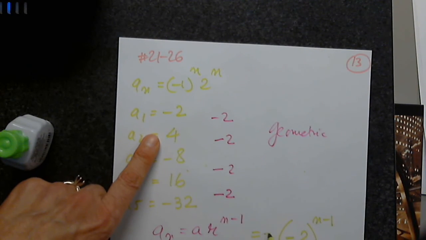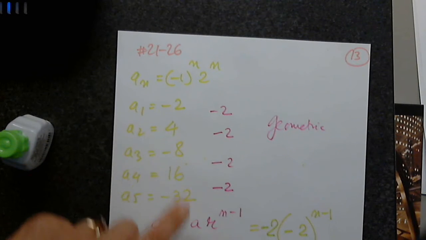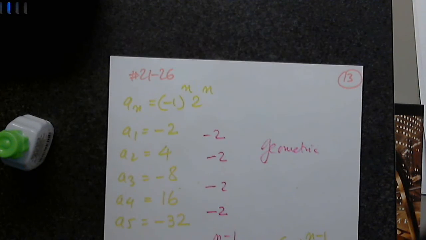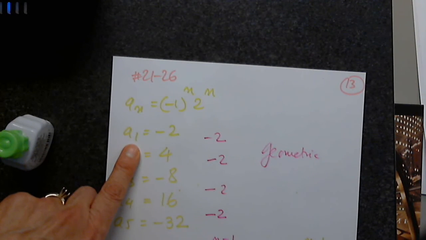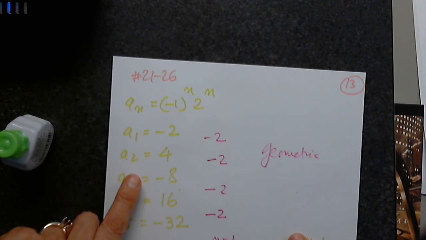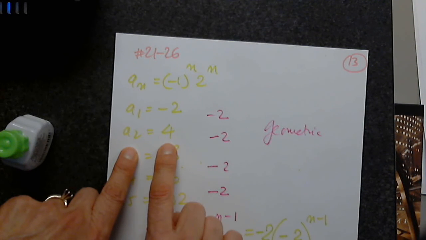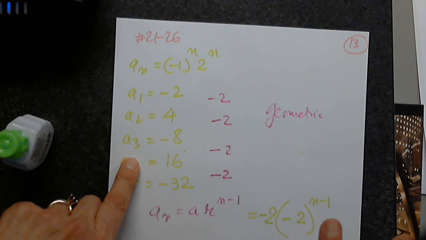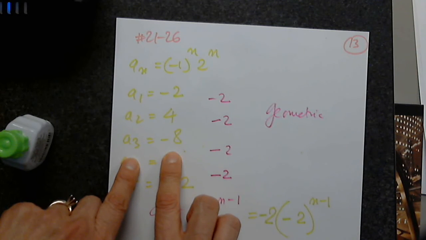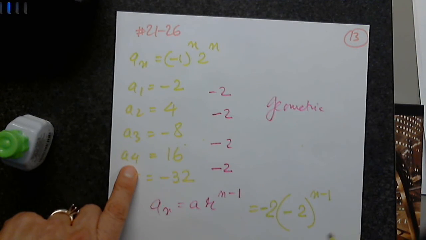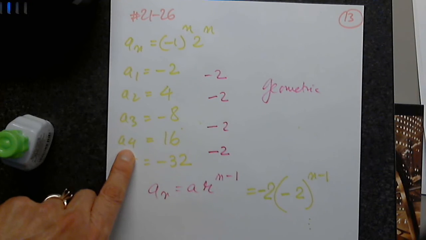Right? So now let's try this. For n equals 1, 1 minus 1 is 0, so this is 0, so I get -2. For n equals 2, 2 minus 1 is 1, -2 times -2 is +4. When n equals 3, 3 minus 1 is 2, -2 squared is 4, 4 times -2 is -8. Okay? And so on and so forth. Clear? Perfect.